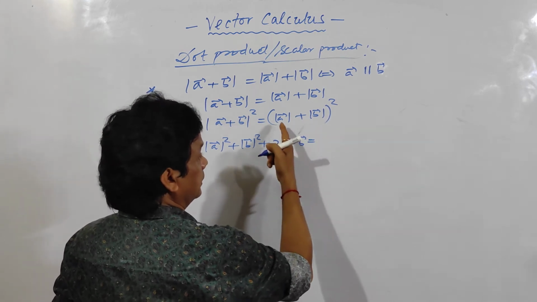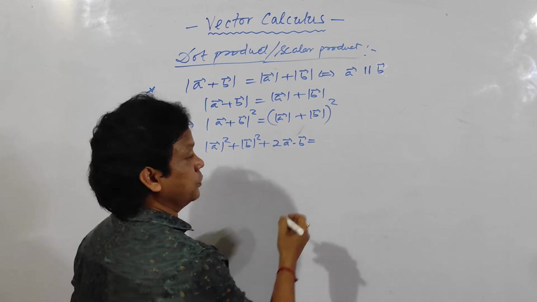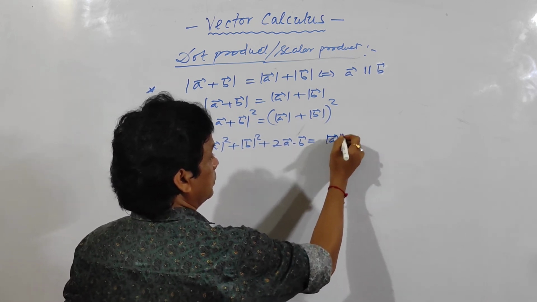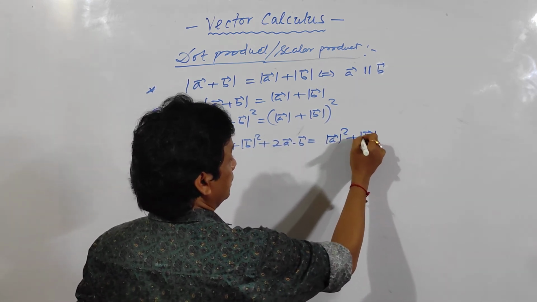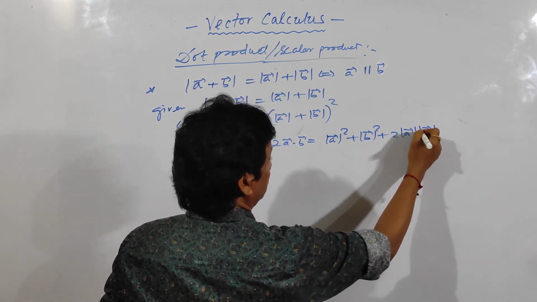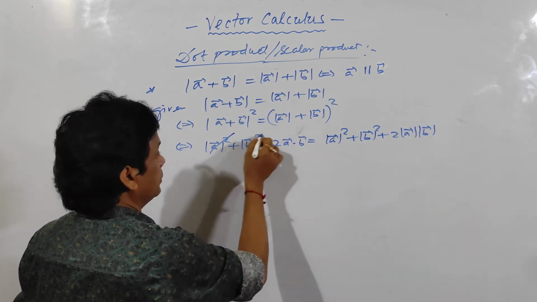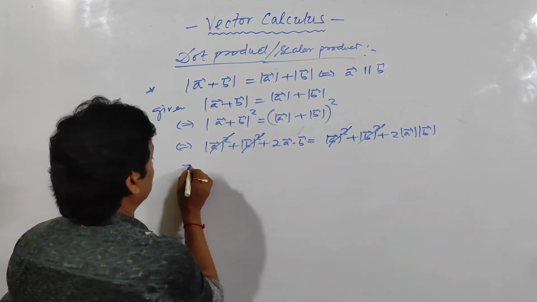It will be, this one is a scalar, this one is a scalar. So simply you apply (A plus B) whole square. So |A| square plus |B| square plus twice |A||B|. Don't put a dot here. It is twice of AB. So these two cancel out.